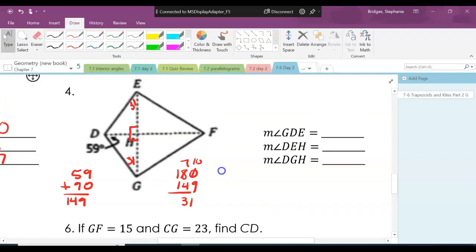Whoops. And let's see if we've got what we need now. Let's look at angle GDE. GDE, that's that big one. How can I find out how many degrees that is?